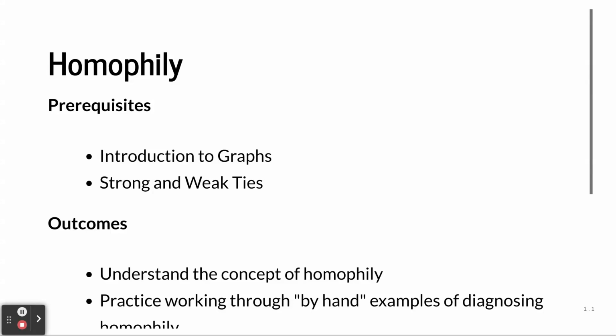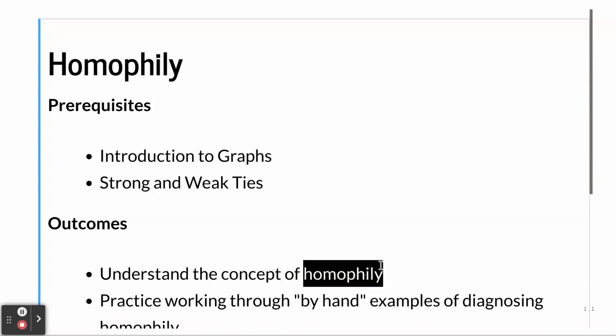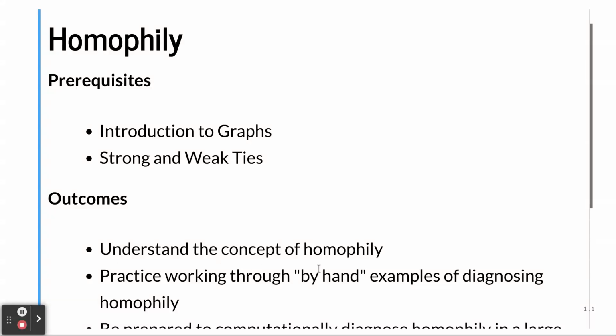Our main goals or outcomes for this lecture will be to understand the concept of homophily. We'll provide a definition of what this term means, as well as what it means within the context of graph theory. We'll then practice by working through some "by hand" examples of how we may diagnose the presence of homophily within a particular network. This will allow us to build up some intuitions behind what homophily is, when it's likely to exist, and how we can identify it.